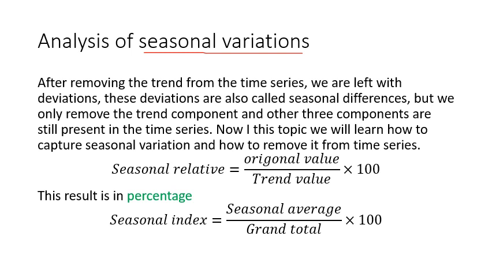So I can read this for you. After removing the trend from the time series, we are left with deviations. These are deviations, original values minus trend. These deviations sometimes are also called seasonal differences, but we only remove the trend component, and the other three components are still present in the time series.